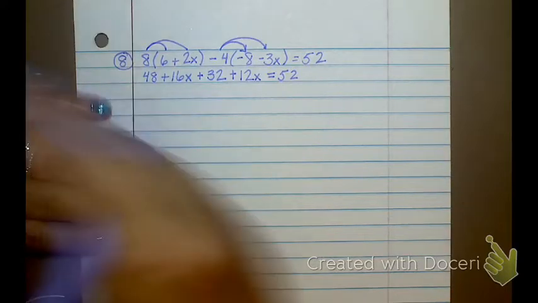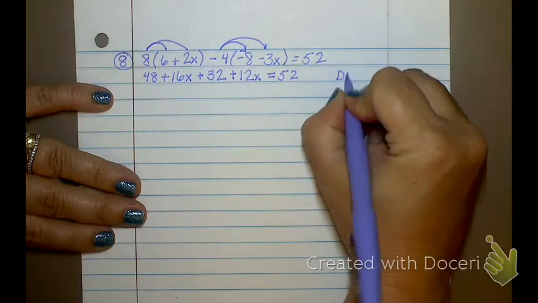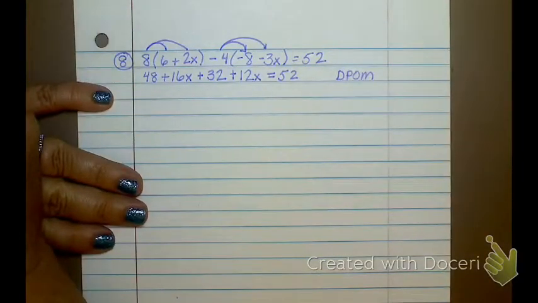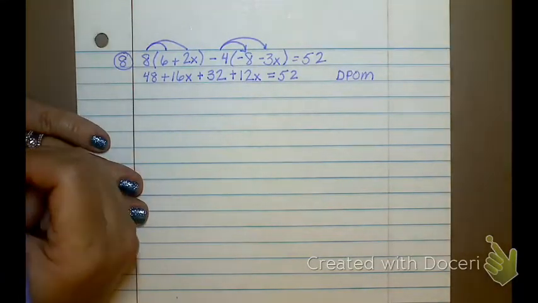So now I got a whole bunch of junk going on over here. By the way, let me write distributive property of multiplication. That's what I just used. I just used it twice. Now what am I going to do? I need to get my x's together. How do I do that?